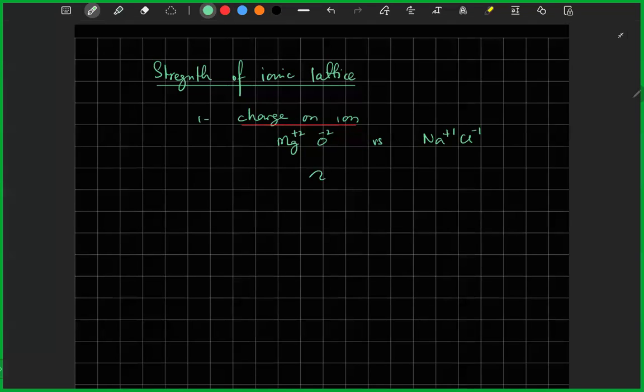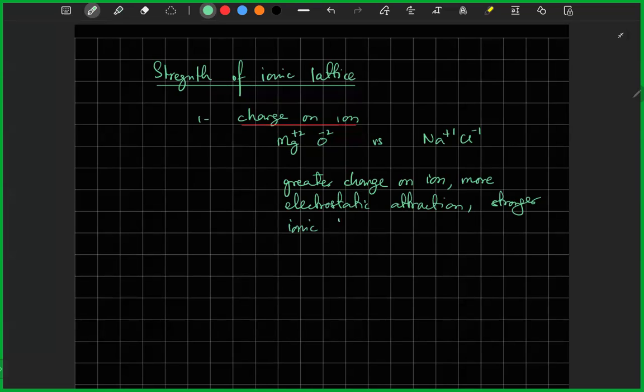ठीक है, तो greater charge on ion, that would lead to more electrostatic attraction. Stronger ionic bonds, ठीक है? तो strength of ionic lattice depends on the charge on the ion. तो ये clear है? Yes, sir.